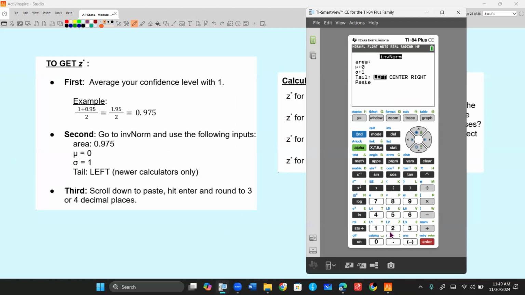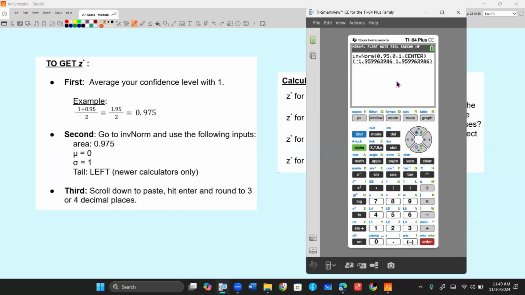and make your area whatever confidence level you want. So if I want a 95% confidence level, then I'm going to do 0.95. But we're going to do center. We want to do the middle 95% of the data. We go down and go to paste. And notice that there's a negative 1.96 and a positive 1.96. Critical values are just positive numbers because in your formula, it's plus or minus anyway. So 1.96 would be your answer.